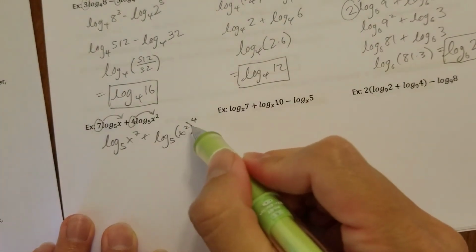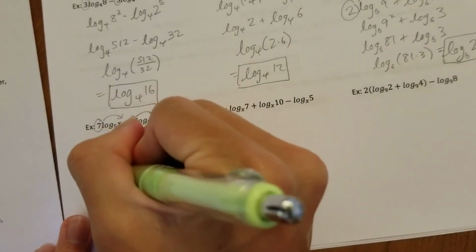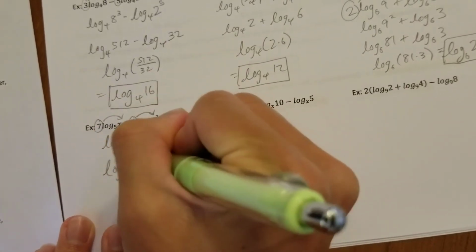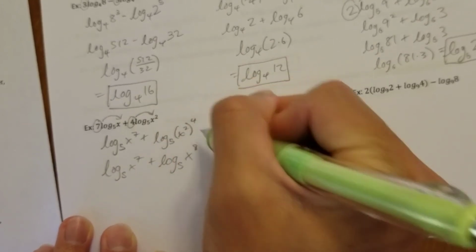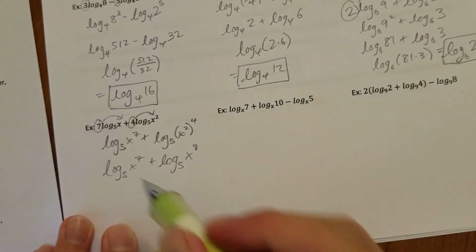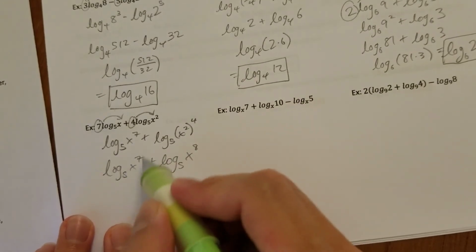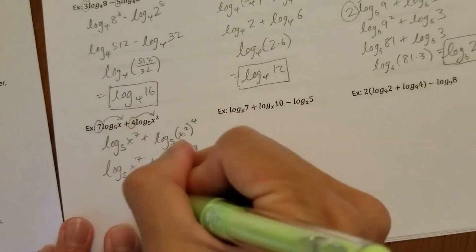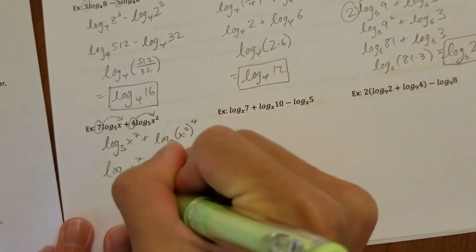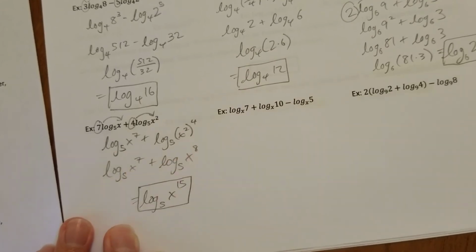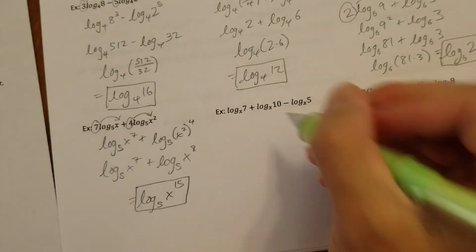So x squared raised to the 4th power. If you guys remember that from quarter 3, that is just x to the 8th, because 2 times 4 is 8. Now we use the multiplication rule. We're doing x to the 7th times x to the 8th. So this is log base 5 of x raised to 15.